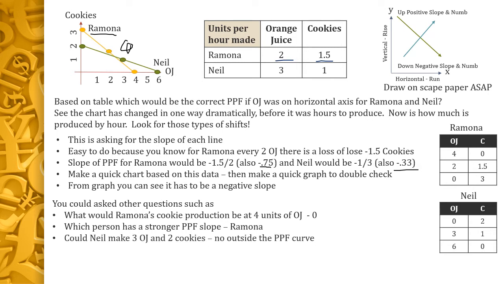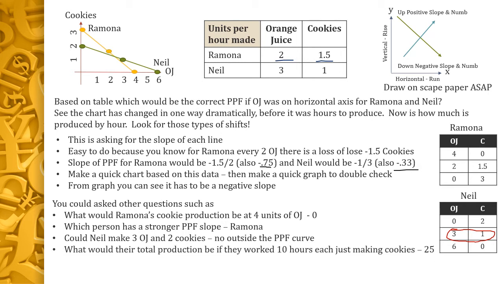So, could Neil make 3 OJs and 2 cookies? The answer is going to be no, because if you remember correctly, anything outside your PPF line is impossible to do. We can see over here that the best you can do with making 3 OJs is 1 cookie. If we plot this point, we're going to come up here from the 3, come over here from the 2, and you would have a point somewhere around here. It's beyond our PPF margin line, and boom, you can't make it. The answer would be no, he couldn't do that. He doesn't have the current capacity to do that.